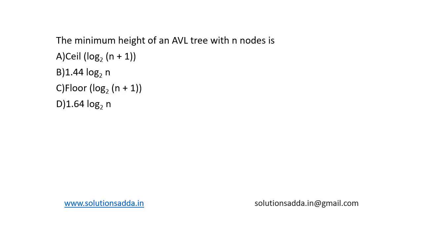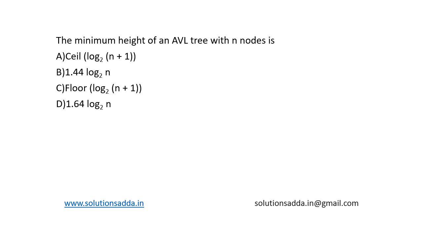This is a previous year ISRO question. The minimum height of an AVL tree with n nodes is. So first of all, what is an AVL tree? An AVL tree is a self-balancing binary search tree. In an AVL tree, the height of the two children subtrees of any node differ by at most one. So let's consider the four options and find out what is the minimum height of an AVL tree.